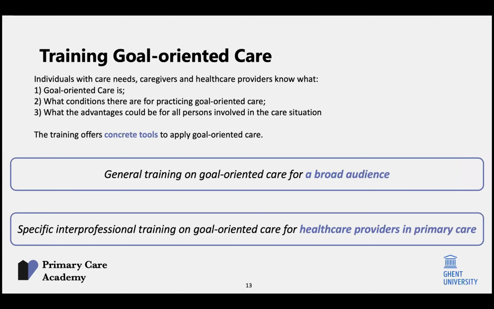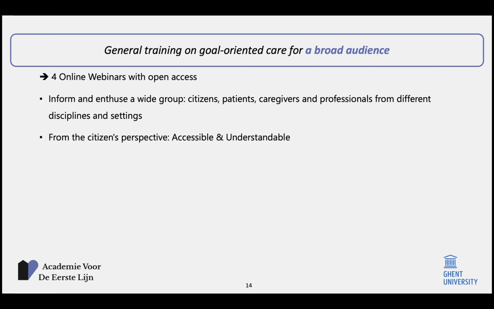First of all, there will be a training on goal-oriented care where we like to invite just a broad audience to get to know the idea behind goal-oriented care. After this general training, we will also offer a specific training for healthcare providers in primary care. Practically, the general training will consist of 4 online webinars in which the concept of goal-oriented care is explained, why it can be important and how to use it.